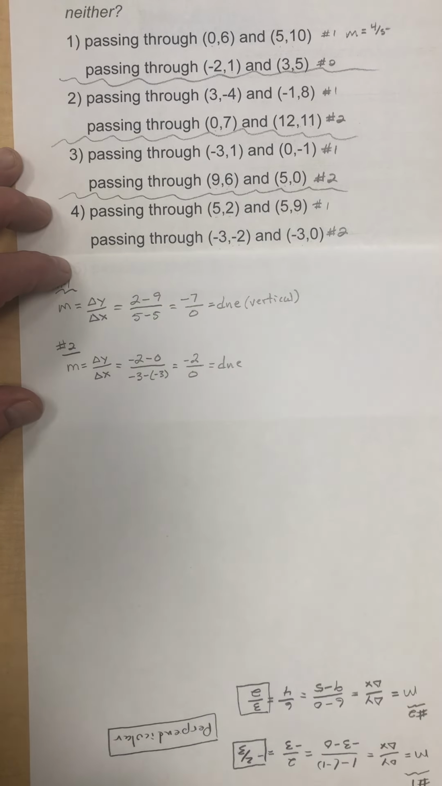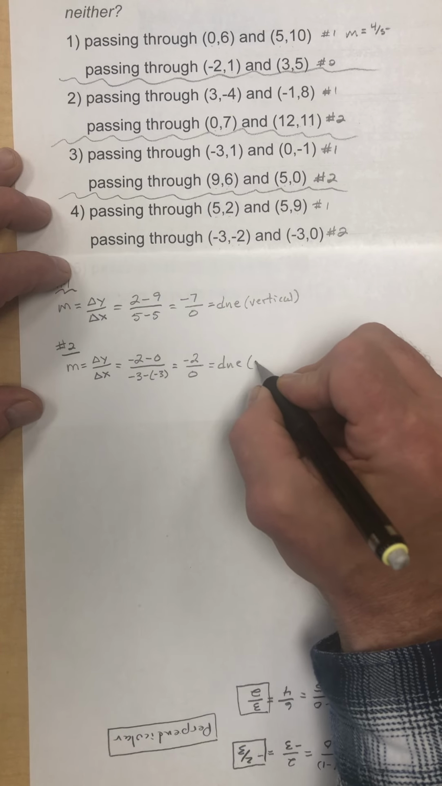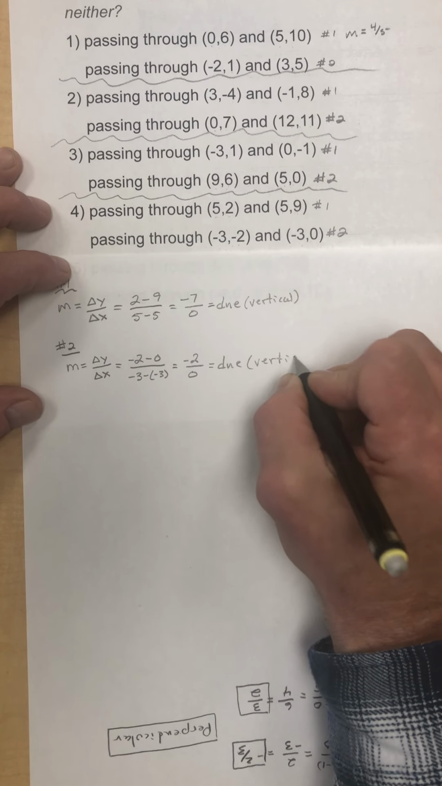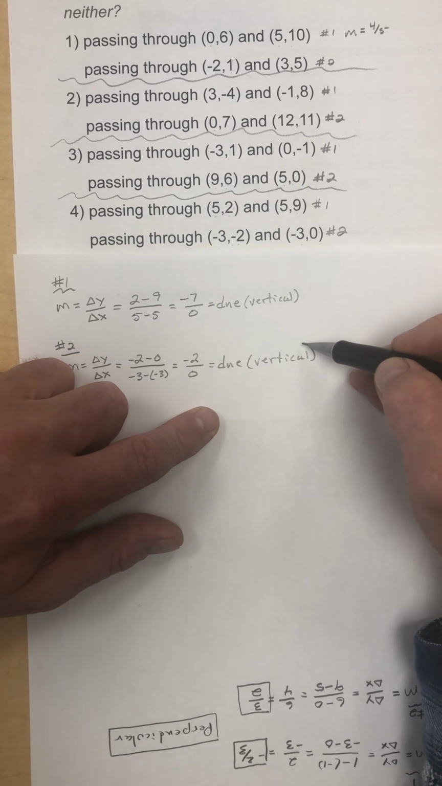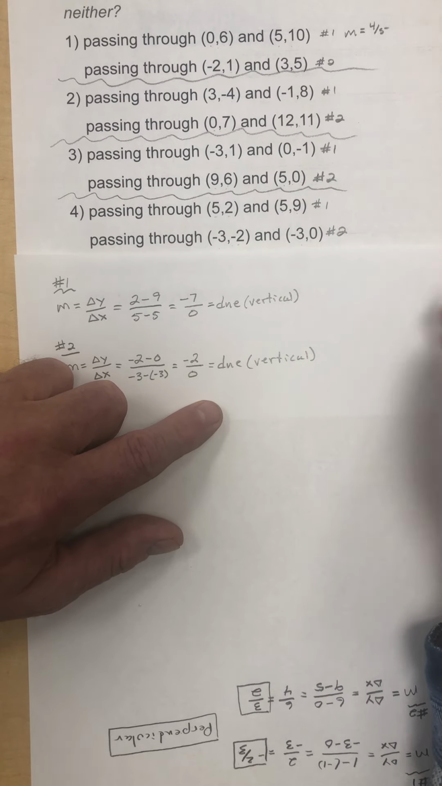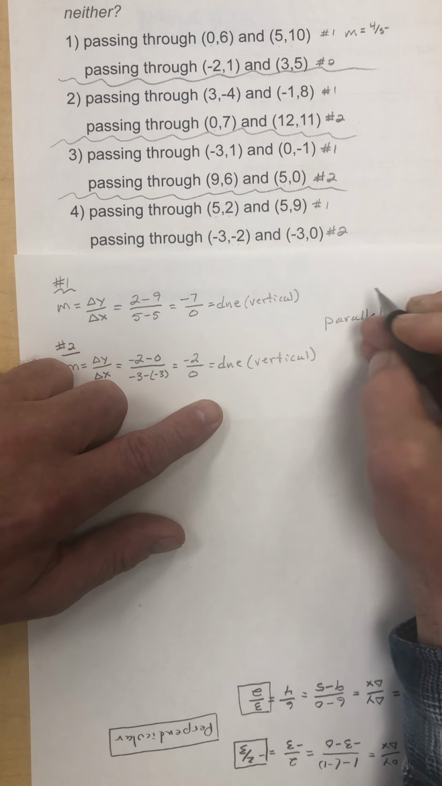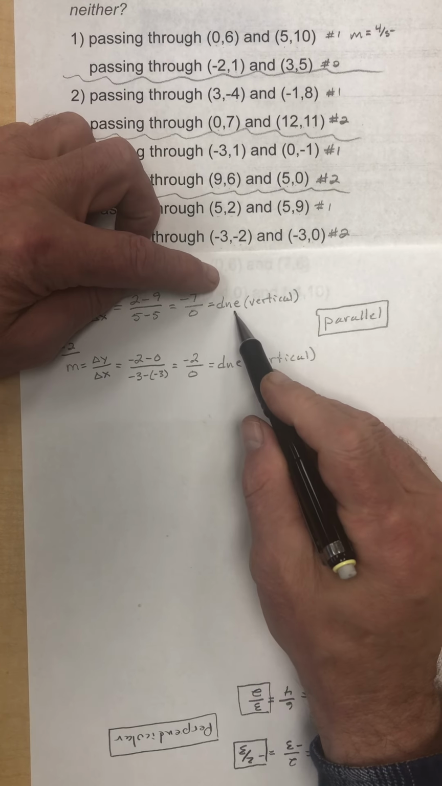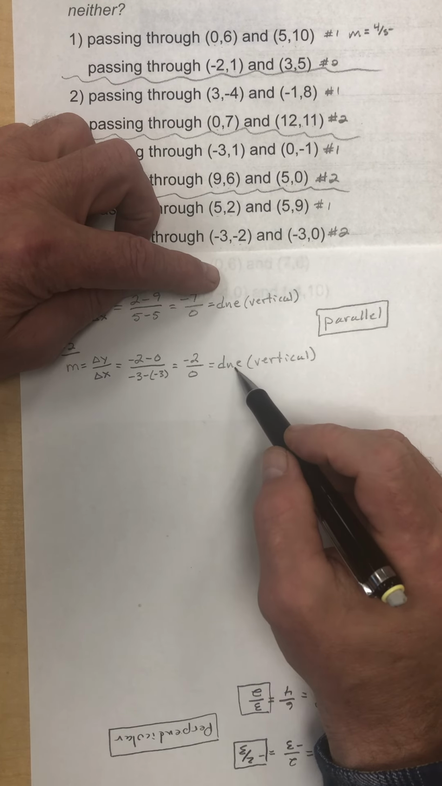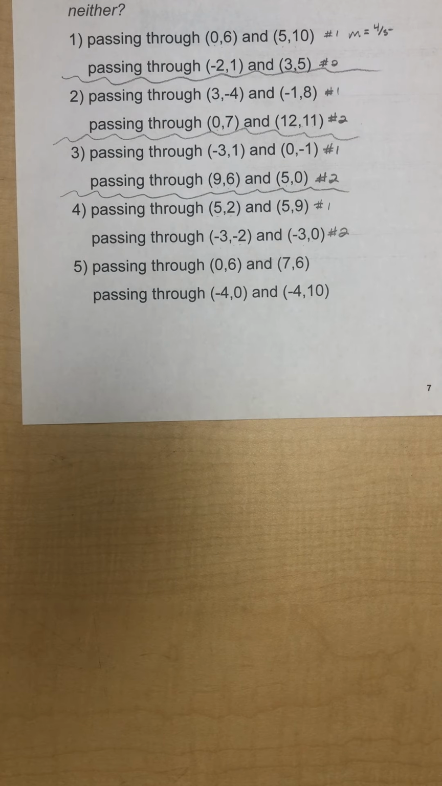Okay, now the only type of line that has a slope that doesn't exist is a vertical line. So if this is a vertical line and this is a vertical line, then they have to be parallel to each other. Okay, so parallel. And notice how they have the same slope. The slope is DNE and the slope is DNE. So if the slopes are the same, the lines have to be parallel. Okay, down to the last one.